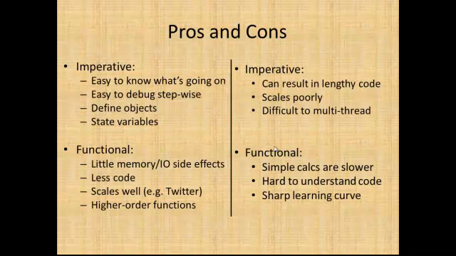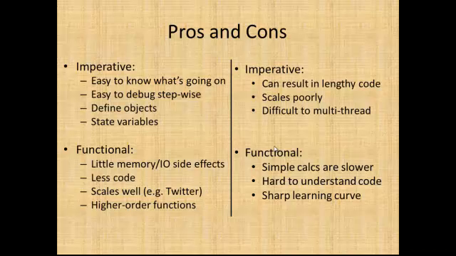So next we're going to be talking about the pros and cons of each language. The imperative language, it's really easy to know what's going on. You can just take a look at the physical code and say, oh, I know what's happening in this section. It's pretty easy to debug because you can do it stepwise, so you can go step by step through that function, through that program, and determine what's wrong. It's really easy to define objects, such as a person, which has a bunch of different attributes such as a name, a birth date, an age, and it's really easy to perform functions on those objects in the imperative language.